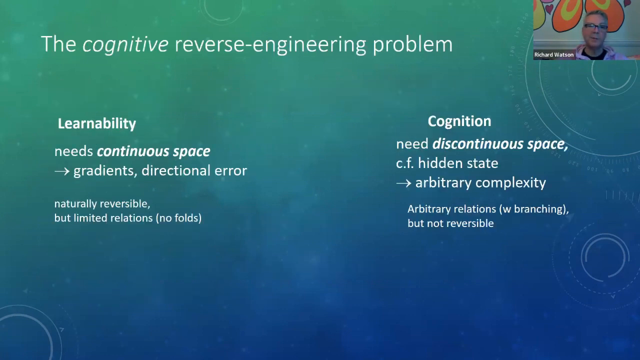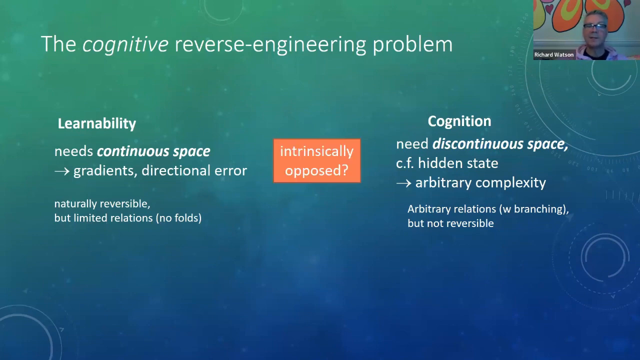So this is the tension between the learnability of a system and the cognitive capabilities of a system. Learnability requires continuous spaces with gradients and directional error that can be reversed, but it's limited in the kinds of system relations that it can learn in that way. Cognition needs a discontinuous space with hidden state and conditional branching that's capable of representing arbitrary complexity, but because it's representing arbitrary complexity, it won't be reversible.